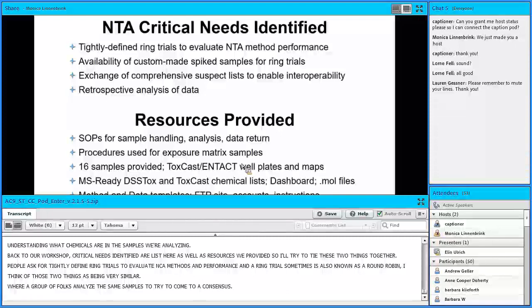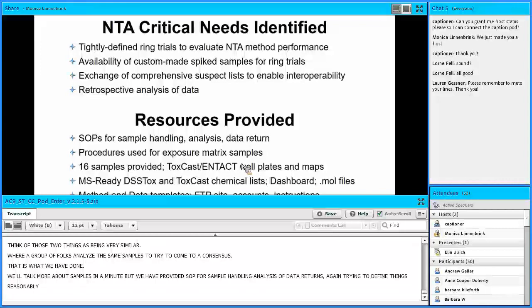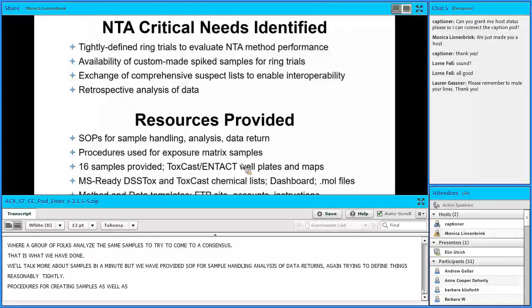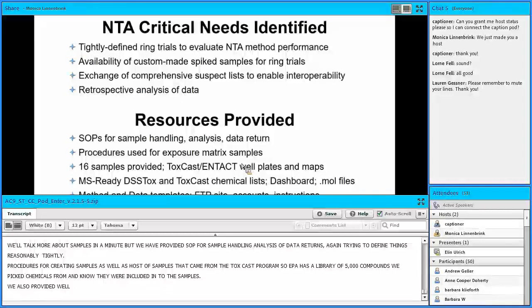We'll talk a little bit more about samples in a minute, but we've provided SOPs for sample handling, analysis, and data return, again, trying to define things reasonably tightly, what procedures we used for creating some of the samples, as well as a host of samples that came from the ToxCast program. So EPA has a library of almost 5,000 compounds that we were able to pick chemicals from and know that they were included into the samples. We've also provided well plates that have single chemicals and the maps to those for that mass spectral library building that we talked about last slide.